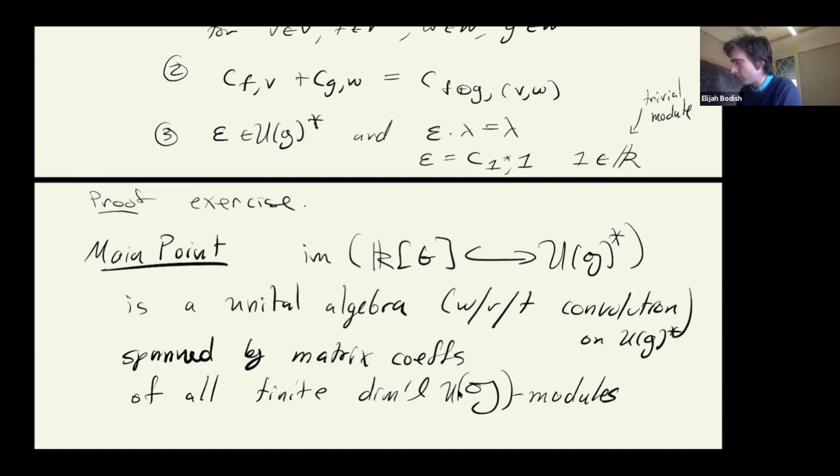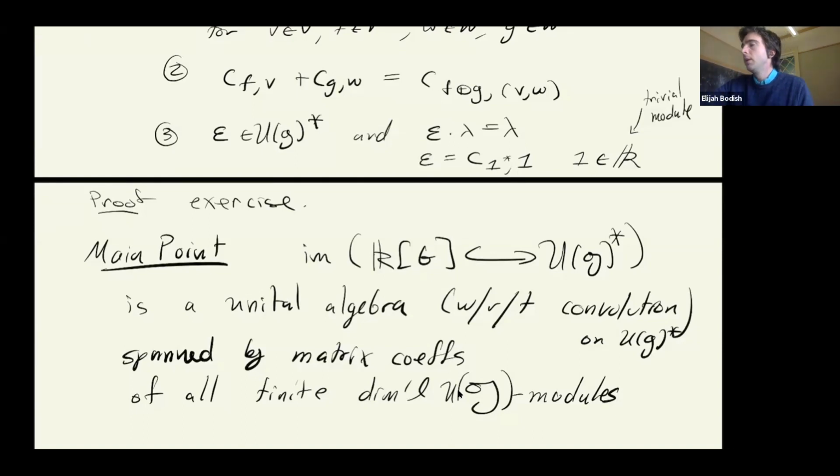So I won't write this out, but why is this spanned by matrix coefficients? Well, this is a consequence of the algebraic version of the Peter-Weyl theorem. That's using G semi-simple, and G was assumed to be simply connected. So that means that all the finite dimensional modules for the enveloping algebra U of G are actually modules for the group. And that's why this image is all finite dimensional U of G modules.